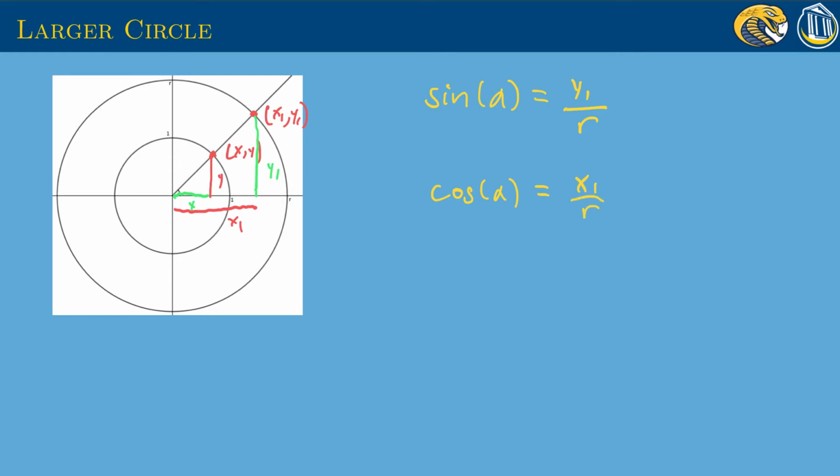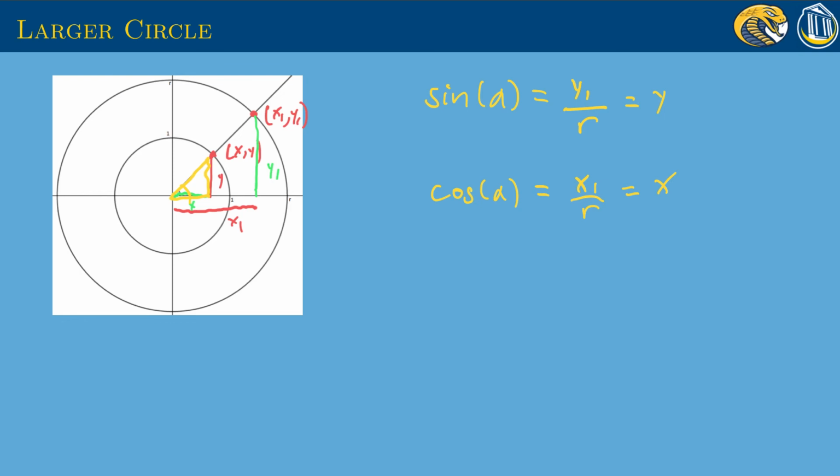x1 divided by r. The reason we can do this is this smaller triangle and this larger triangle have the exact same angles, and therefore they're what are called similar triangles. They're both right triangles that have an angle alpha in them. And so this ratio, y1 divided by r, will equal just y. And x1 divided by r will equal just x.